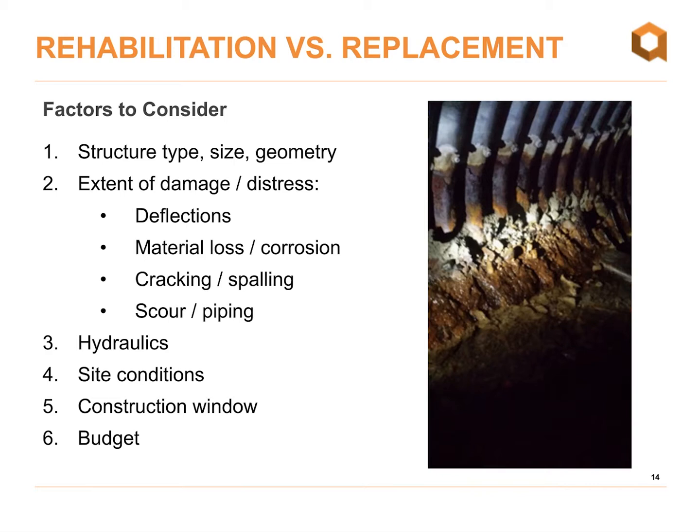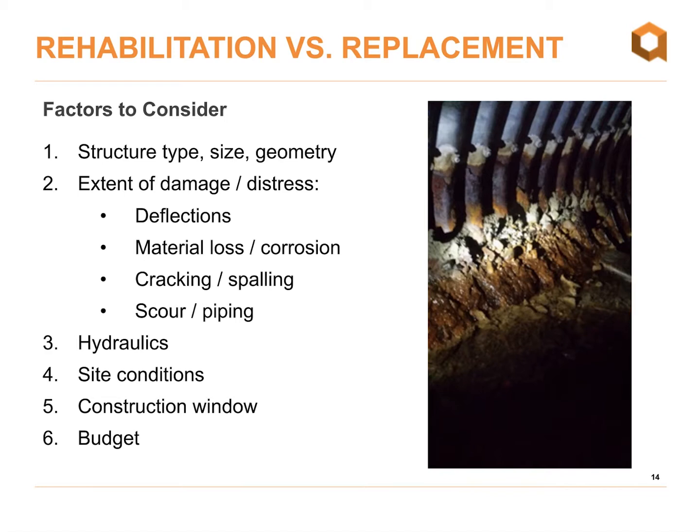Oftentimes this is a cost benefit analysis. Is it worth being able to convey maybe only the 50-year storm versus the 100-year storm and having some overtopping of the road potentially once every 100 years in order to save potentially $300,000 on a given project? So that's something that needs to be analyzed as well, along with the cost benefits in terms of impact on the aquatic environment.